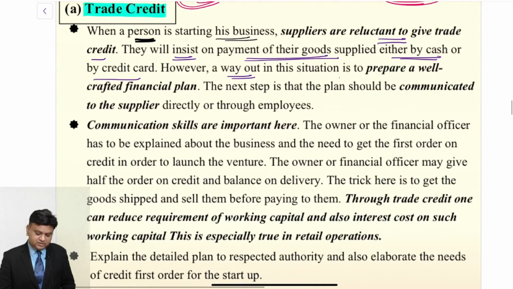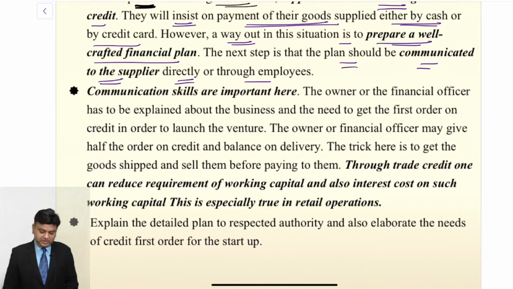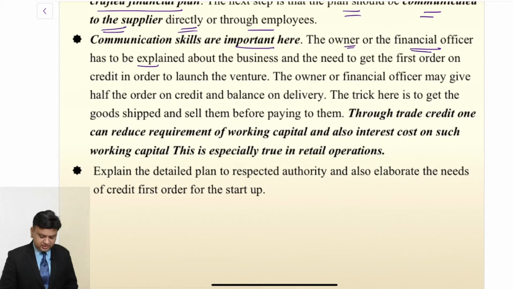However, a way out in this situation is to prepare a well-crafted financial plan. The next step is that the plan should be communicated to the supplier directly or through employees. Communication skills are important here. The owner or the financial officer has to explain the business and the need to get the first order on credit in order to launch the venture.